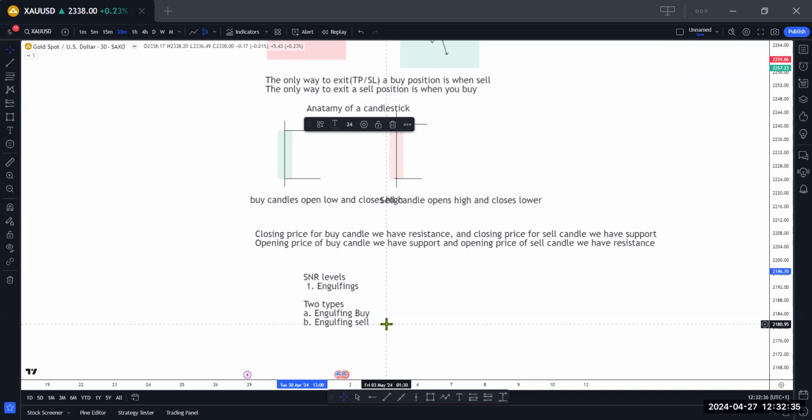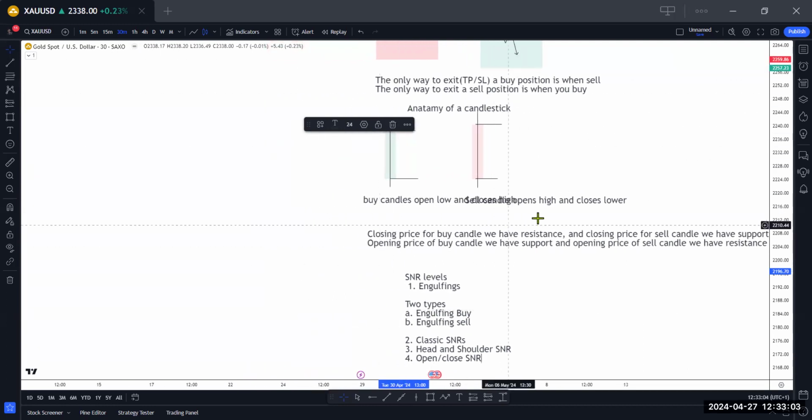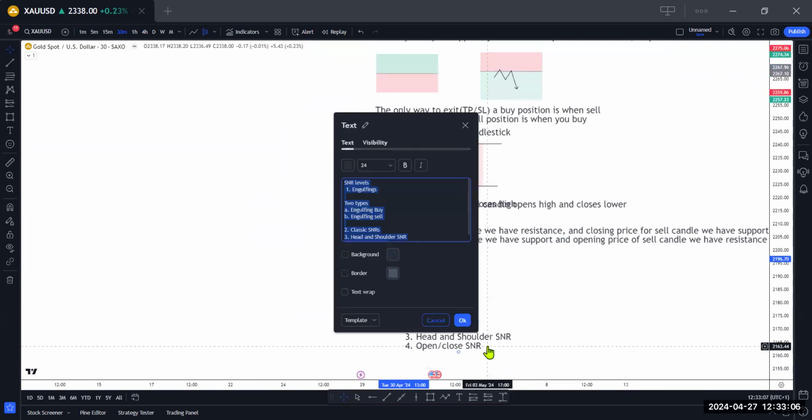The next SNR level we'll look at is classic SNRs. Then we'll look at head and shoulder SNR. And then we'll look at open and close SNR, which is the reason why I explained this anatomy of candlestick. When we get there, we'll explain better. So these four SNRs are important SNR levels. And the fifth one is the breakout SNR.